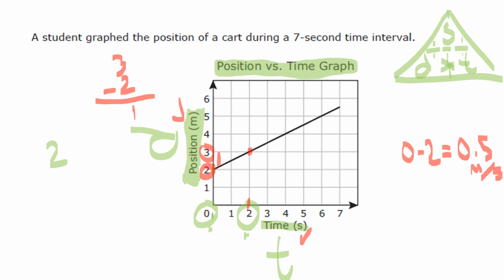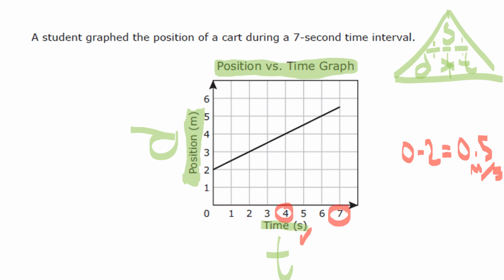Okay, so let me ask you one now on your own, and you guys can try it. So what is the average speed, okay, from time interval, let's say 4 to 7, and let's assume that this is the middle between 5 and 6. Okay, so go ahead and pause it and give it a shot now.